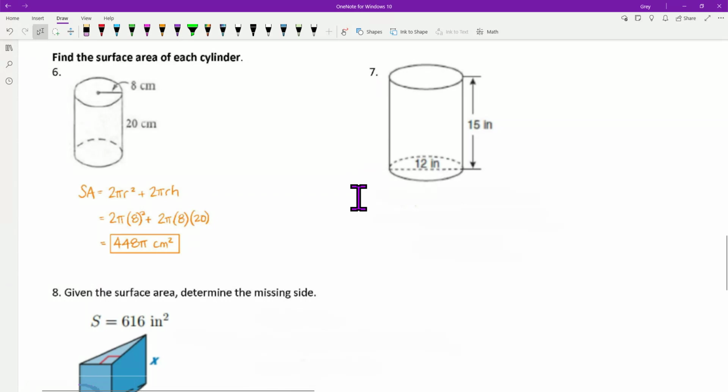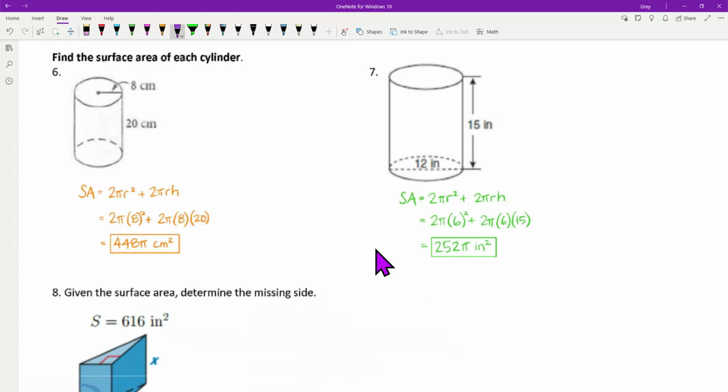Okay, number 7. Surface area equals 2 pi r squared plus 2 pi r h. All I need to know is my radius and my height. My radius is not 12 because 12 is the diameter. So my radius is 6 in both cases. My height is still the distance between the bases, or 15. And when you simplify that, you're going to get 252 pi square inches.